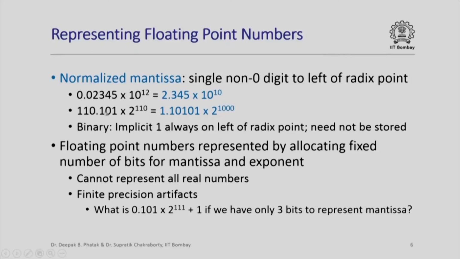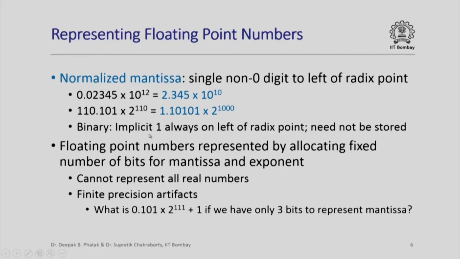This is not a normalized mantissa because to the left of the radix point we have more than one non-zero digits, whereas here to the left of the radix point we have just a single non-zero digit. And here is an interesting observation: if we are representing numbers in binary, then in any case we only have zeros and ones to be used in our representation. And if we are saying that to the left of the radix point there must be a single non-zero digit, that has to be 1.